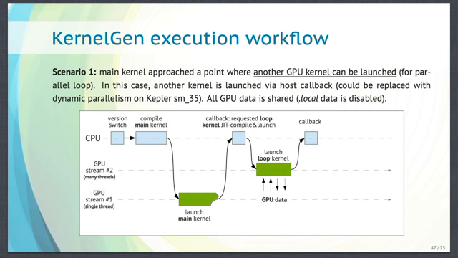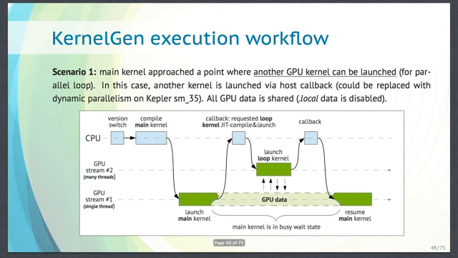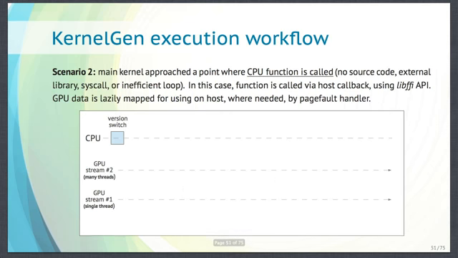After the loop kernel is finished, we also have a callback. And after the callback, we resume the main kernel. During this period of time, the main kernel was in a busy state. It was suspended, but it was still alive on the GPU. This is the case of a loop kernel.